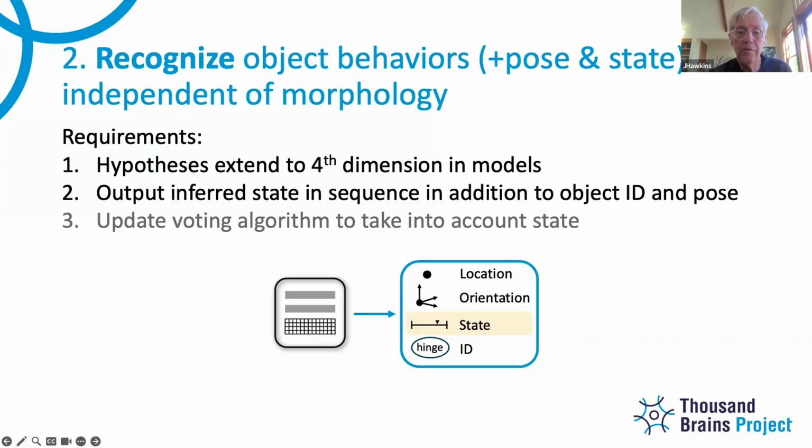So all I'm saying is this: updating the voting algorithm to take account of state, yes, that has to be done. I know we've done it in Monty already, but I don't know if we've done it correctly for morphology models. I think there are some holes in it. So maybe we can just say, yeah, this has to be done, but we don't really know how to do it yet. Exactly.